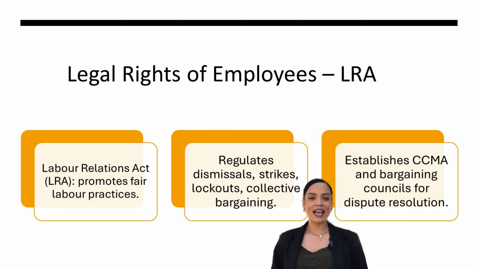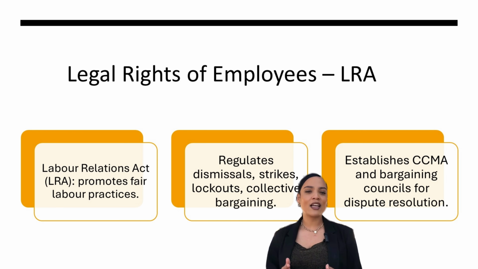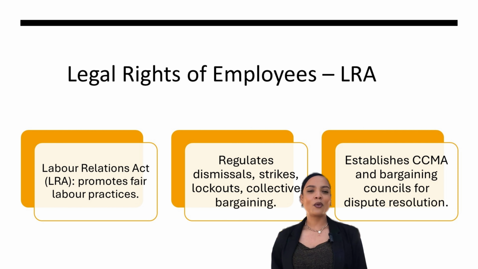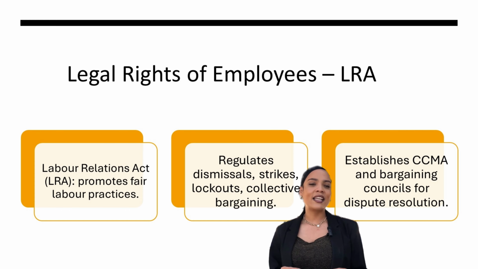The Labour Relations Act, or LRA, promotes fair labour practices. It governs the relationship between employers and employees, regulates dismissals, strikes, lockouts, and establishes structures for collective bargaining. This act also created the CCMA, which is the Commission for Conciliation, Mediation, and Arbitration, a key body for dispute resolution. EISA Prep Q: know the purpose of the LRA and be able to identify where and how it applies in workplace disputes.